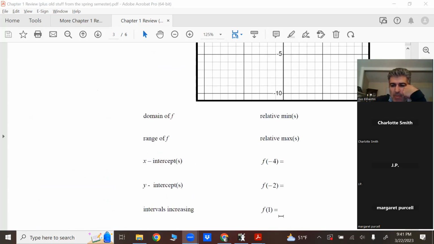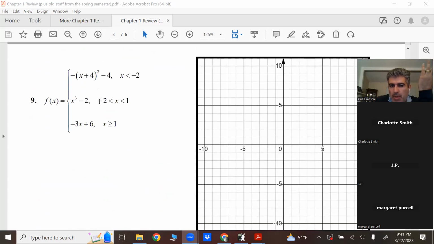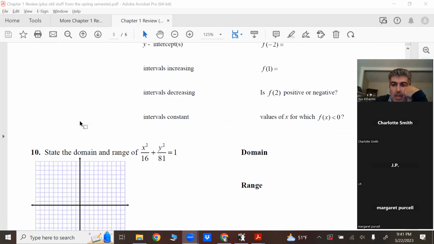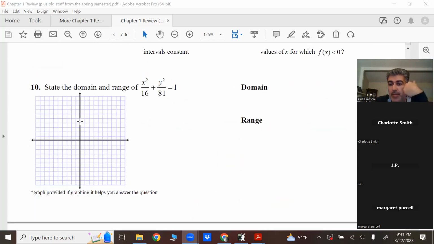Obviously, if you want f of 1, which we're going to go with, you're going to go with the third equation because 1 satisfies that inequality. Plug 1 in, you get 3. Okay. And then finding the inverse of the functions, are those only the ones we just did? Yeah, we switch x to y and isolate y.